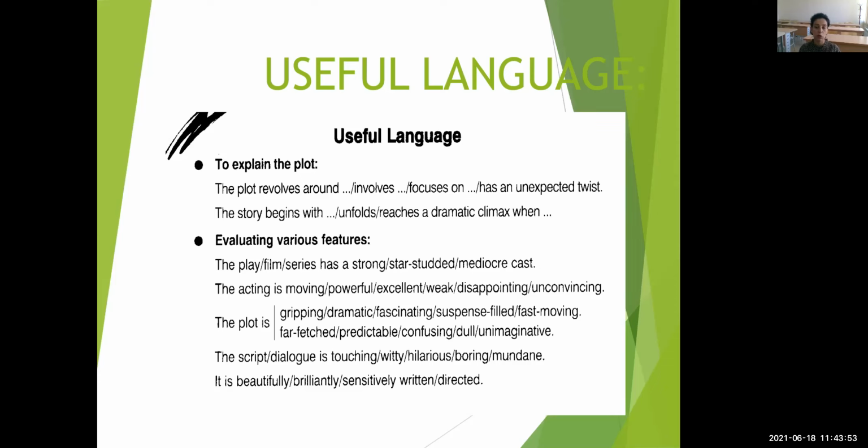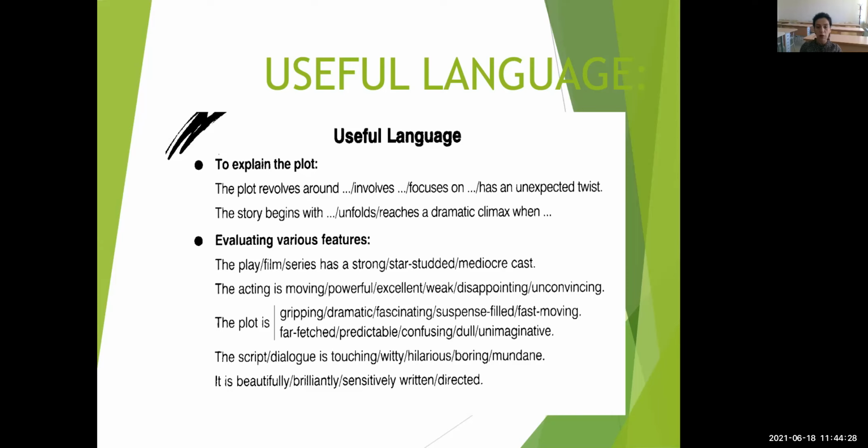I told you that you also have to evaluate and assess various features like characters, directing, script writing, and so on. So what useful language do you have to use while assessing? For example, the play, film, or series has a strong or mediocre cast. The acting is moving, powerful, excellent, or weak, disappointing, unconvincing, or the plot is gripping, dramatic, fascinating, suspense-filled, fast-moving, for example.